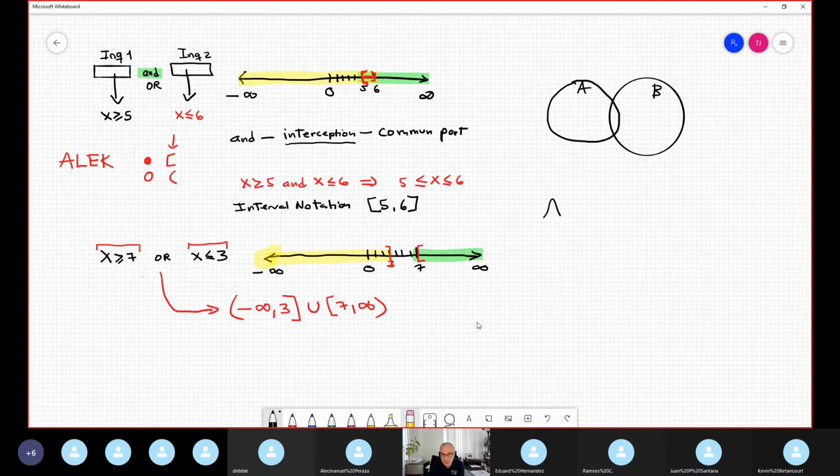What is A and B? Well, it's the common element, and the common element is this. Look. Okay, this is an intersection. What is A or B?